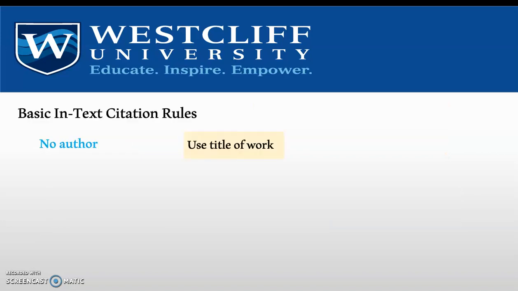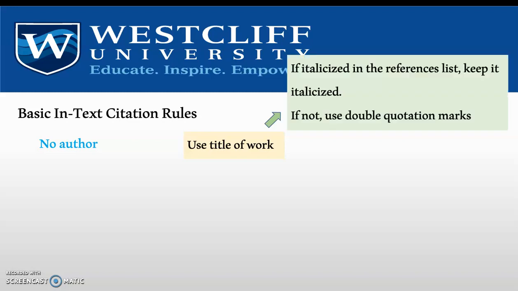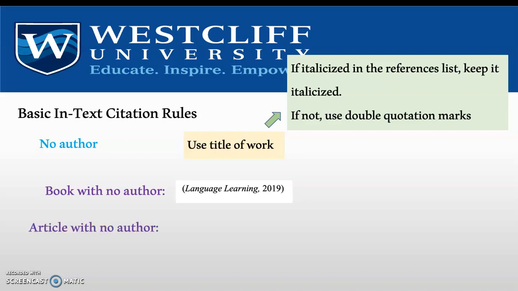If there is no author, you're going to use the title of the work. Now, a tip with this is if it's italicized in the reference list, you keep it italicized in a citation. If it's not, then you use double quotation marks. So an example of a book without an author would be Language Learning. I italicize it because book titles are italicized in my reference list, but do note that this is written in title case, whereas in the reference section, it is not.